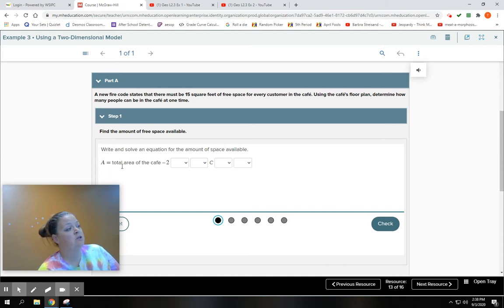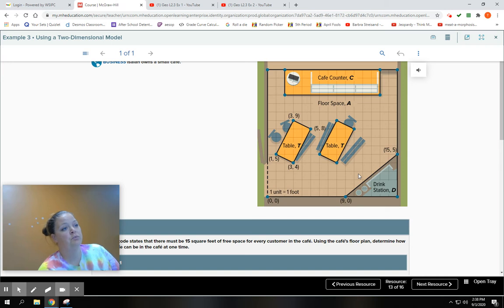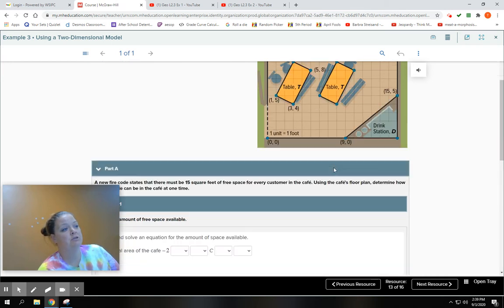The total area of the cafe minus 2 somethings, minus C, minus something. So let's look back at the map here. What do we have 2 of? Well, it looks to me like we have 2 tables. So we're going to have 2 tables.